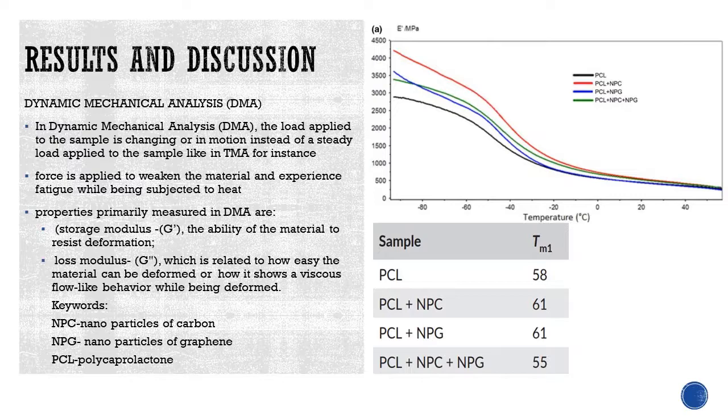Multi-walled carbon nanotubes and graphene, which is two-dimensional, used as an additive, exhibit excellent mechanical properties. By adding either NPC or NPG, the resulting microstructure of the composite improved, increasing the melting point or glass transition of the sample and increasing the shear modulus.